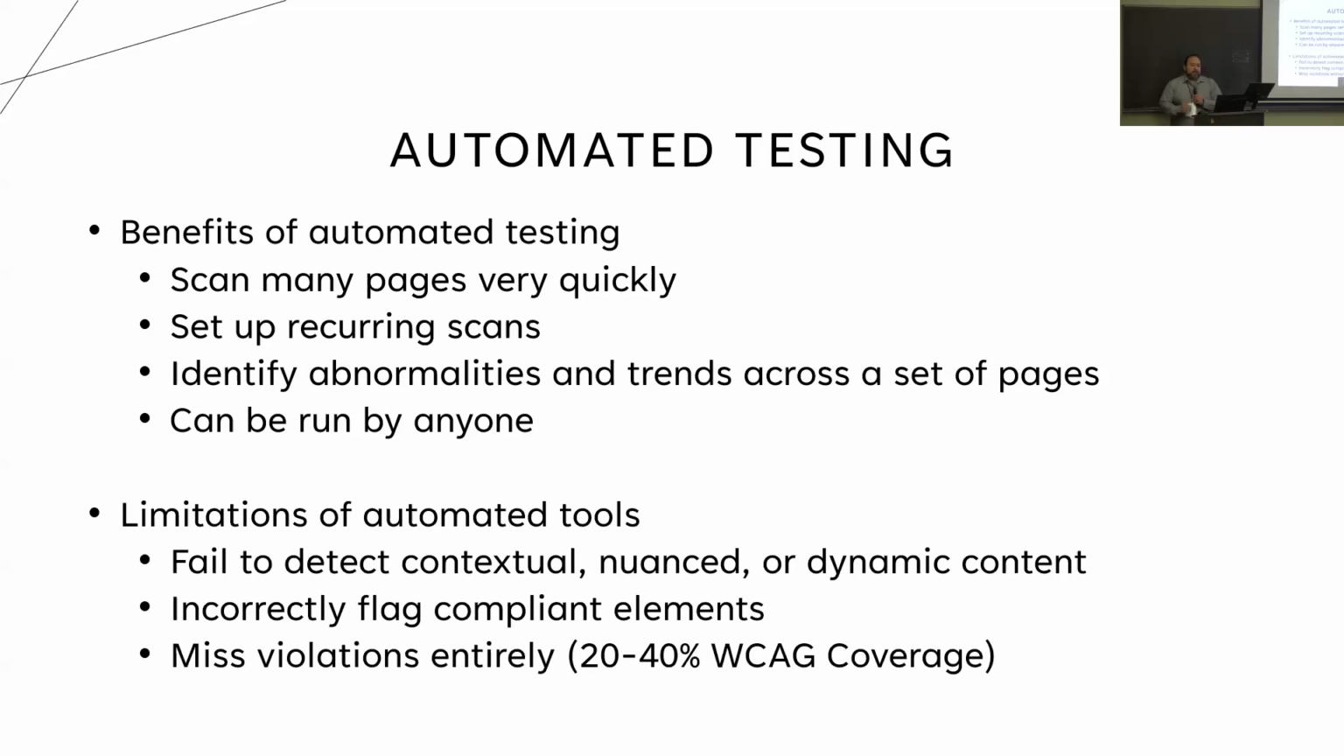The limitations of the automated tools, as we started talking about, are the failure to detect textual information, nuanced things, things that are hidden. It requires dynamic content updating. It can incorrectly flag compliant elements, and then once again miss violations completely.